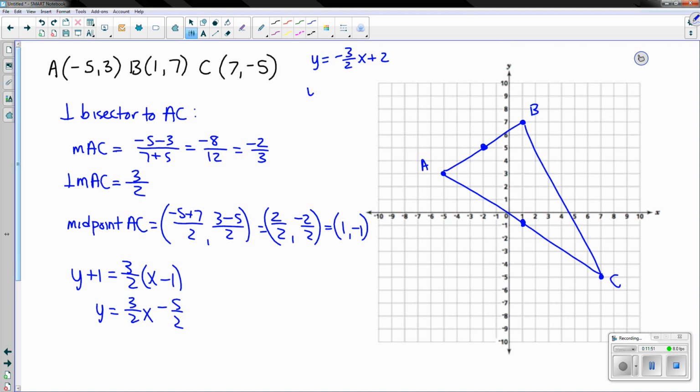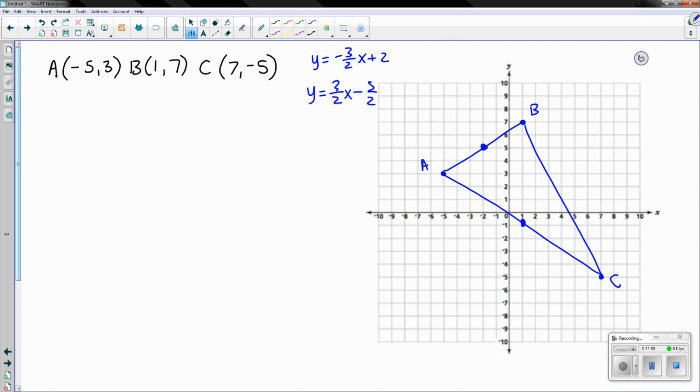So let's write that underneath. So there are two equations. Now we have a system that we need to solve. We solve them both for y so that we can use substitution. I'm going to substitute this equation in for y into that, so I just get an equation in terms of one variable x. So we're going to have 3/2 x minus 5/2 equals -3/2 x plus 2.